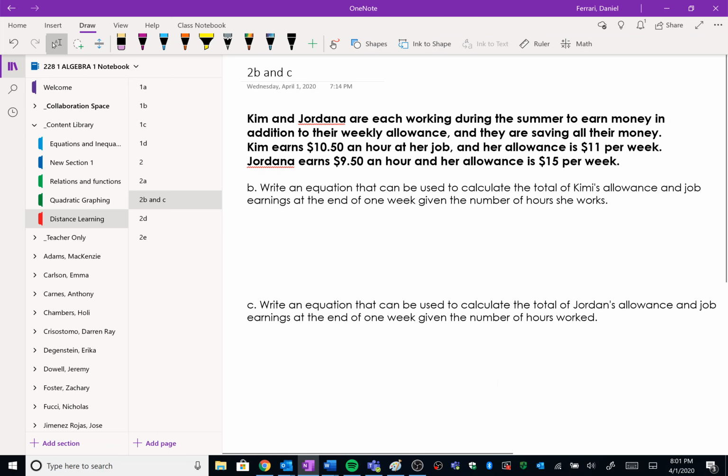Now these ones are going to be very connected to the process that we were just doing. So remember, let's say I wanted to do the next step in the table. Let's just take Kim, because Kim is the one we're doing in B here. Okay, so we have 10.50 an hour. So we did 10.50 times, let's say, 3 hours, if she works 3 hours at her job, and then she also makes that $11 in allowance. Well, what if instead of 3 hours, the number of hours was H? What if it was unknown?